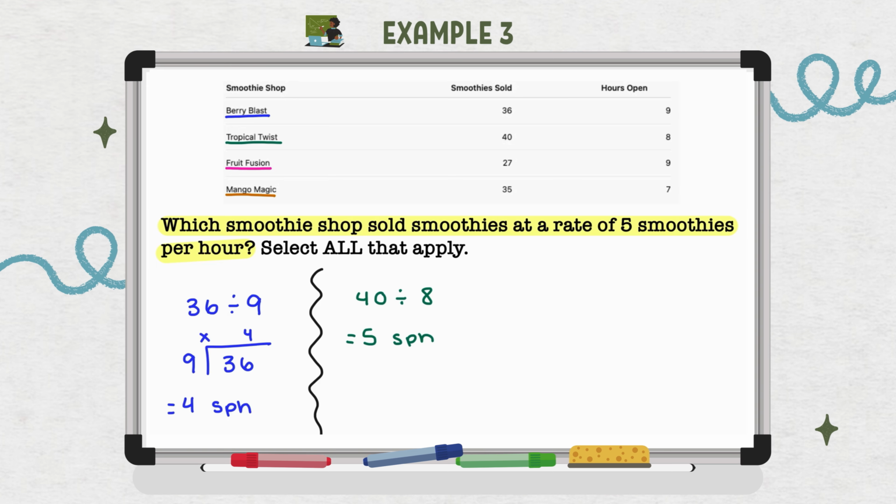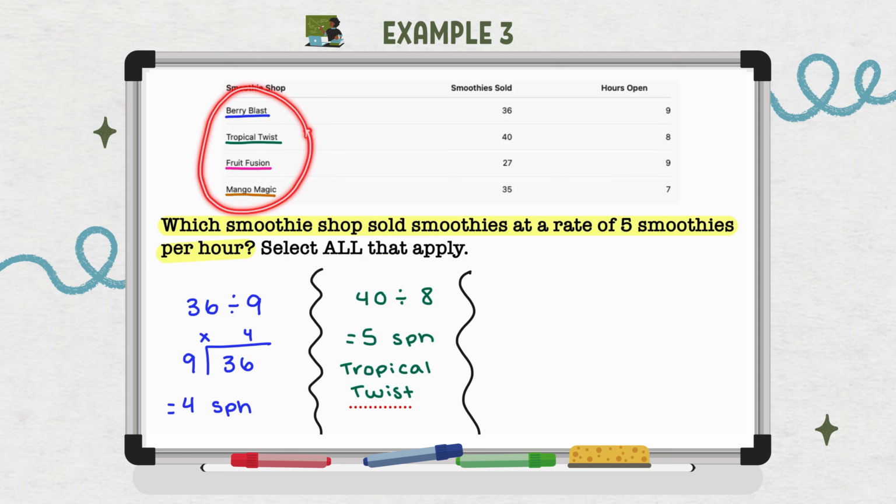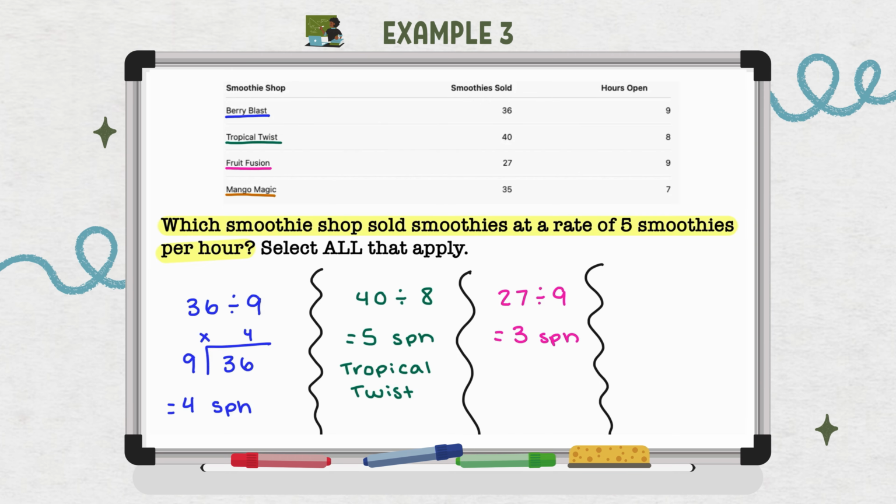We have an answer, but the question says select all that apply, which means we need to find the rate for all of them to make sure we're not missing a smoothie shop. We have 27 divided by 9. 27 divided by 9 is 3 smoothies per hour. That's not an answer choice because we're looking for 5 smoothies per hour.